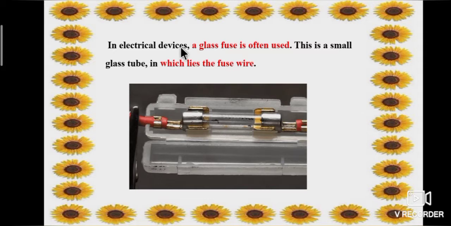In electrical devices, a glass fuse is often used. This is a small glass tube in which lies the fuse wire. See the picture. For example, glass fuses are used in vehicles' headlights, warning lights, car refrigerators, fog lamps, car TVs, etc.